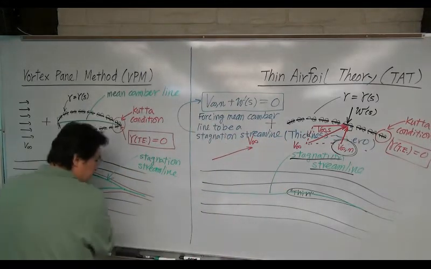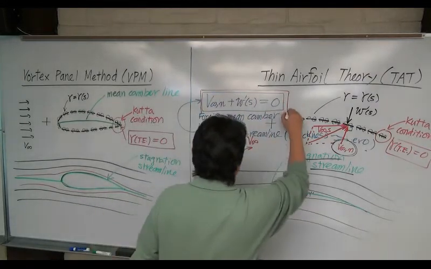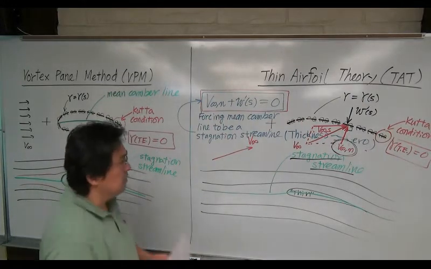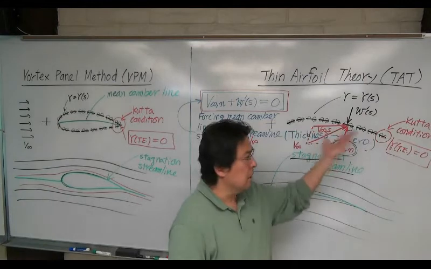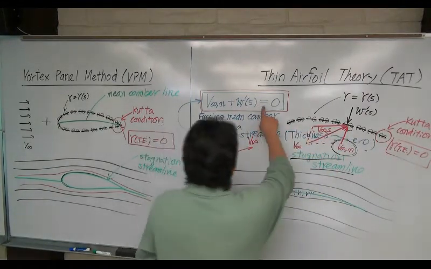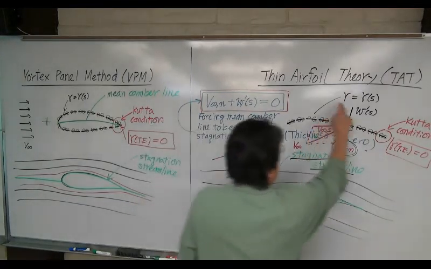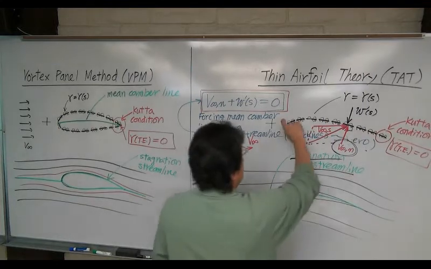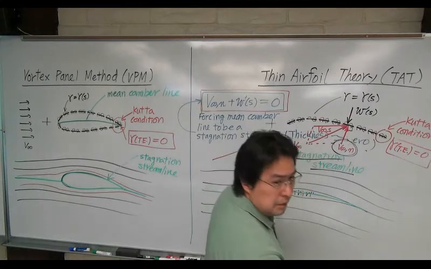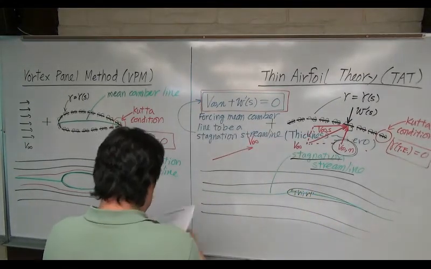Essentially, you are going to solve this equation and try to satisfy this condition at each one of those panels. Suppose you use 100 panels to represent the mean camber line, every single panel needs to satisfy this equation. That is going to determine the magnitude of each panel. Once it is determined, you're going to determine the pressure coefficient, and then you can determine the lift coefficient and also the moment coefficient. That's what it is.